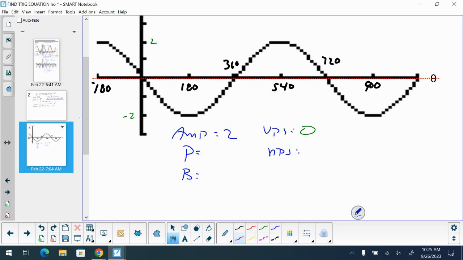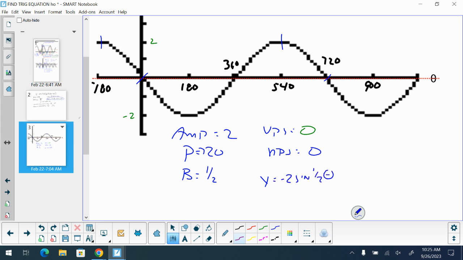Period. What do you get for the period, Lily? 720. We go from -180 to positive 540. That's 720. Or we can go from 0 to 720 here. B value comes out to what, Lily? 1/2. And then horizontal phase shift. What do you use for your horizontal phase shift, Judah? 0. So if you use 0 for horizontal phase shift, what do you write for your equation? -2 sine of 1/2 theta.